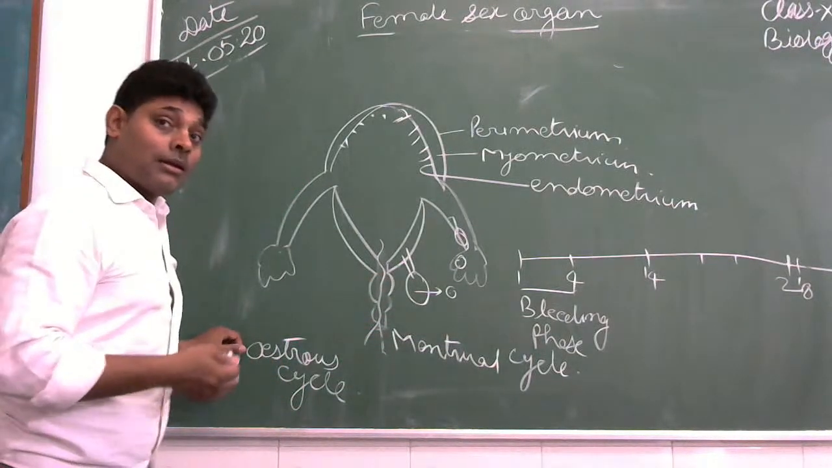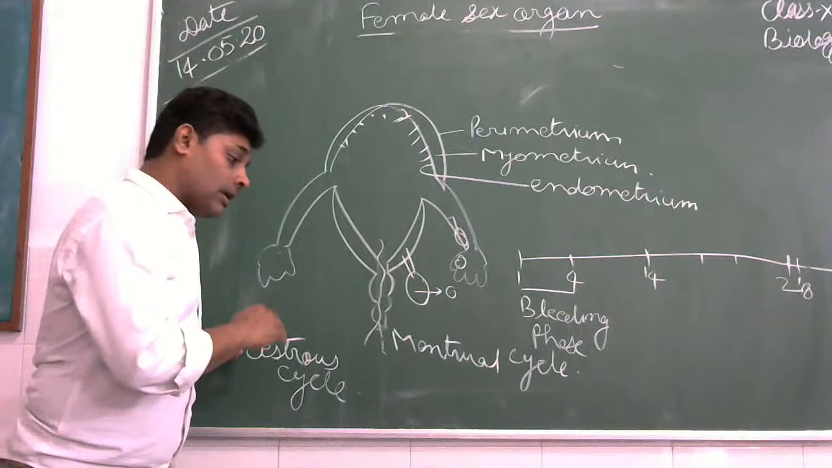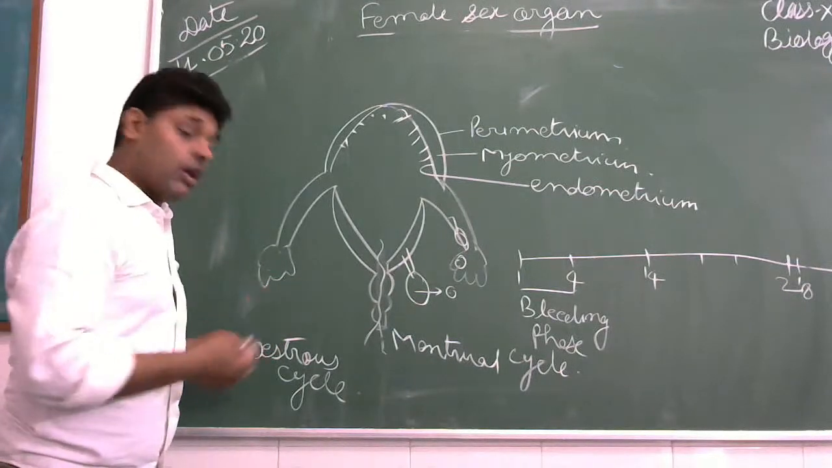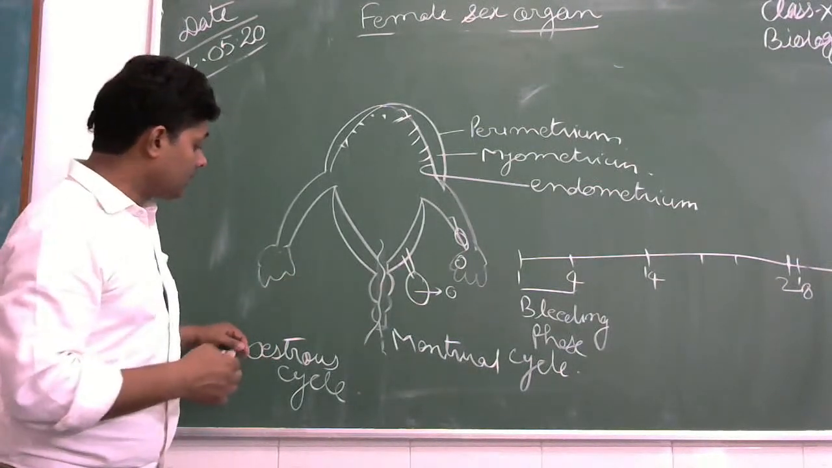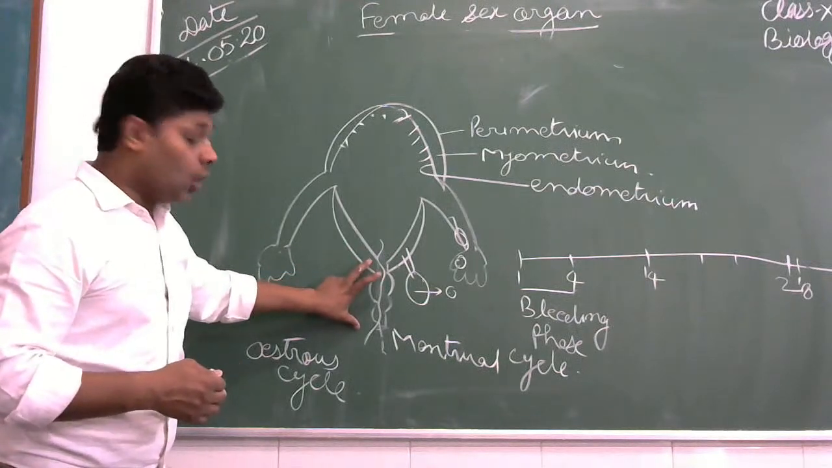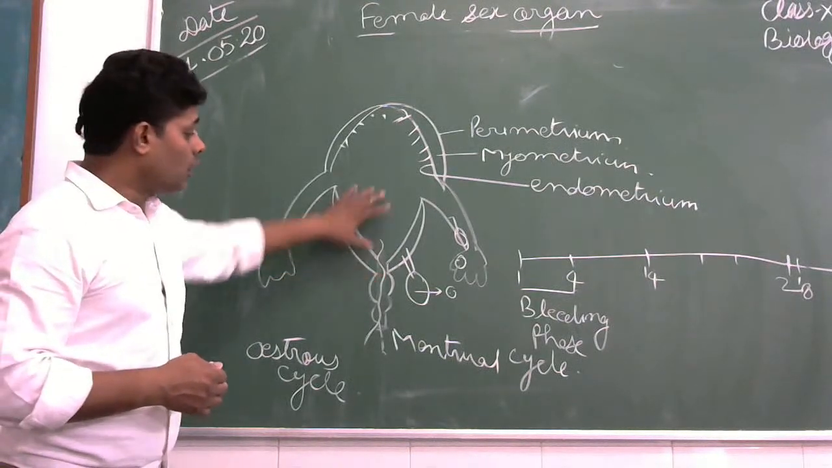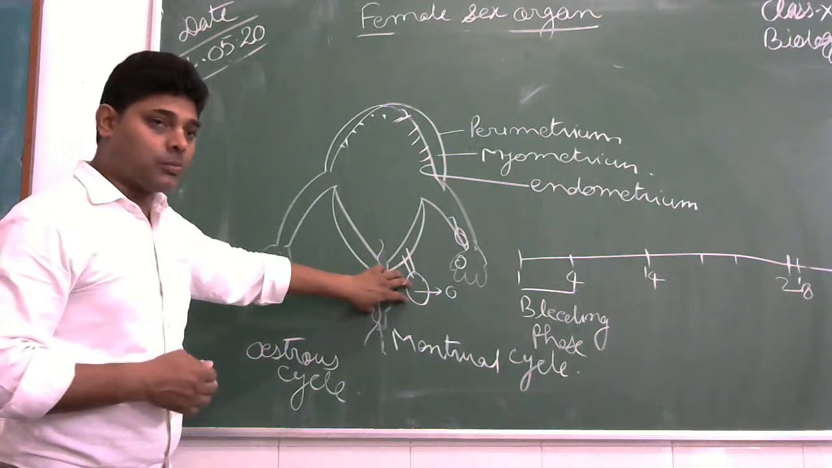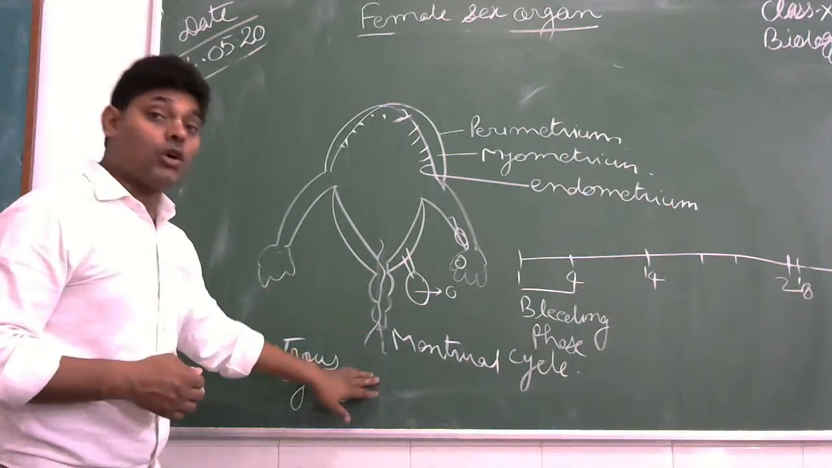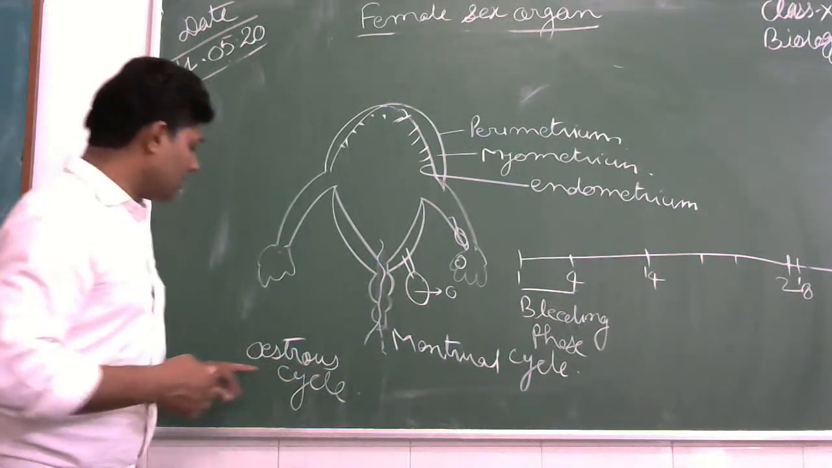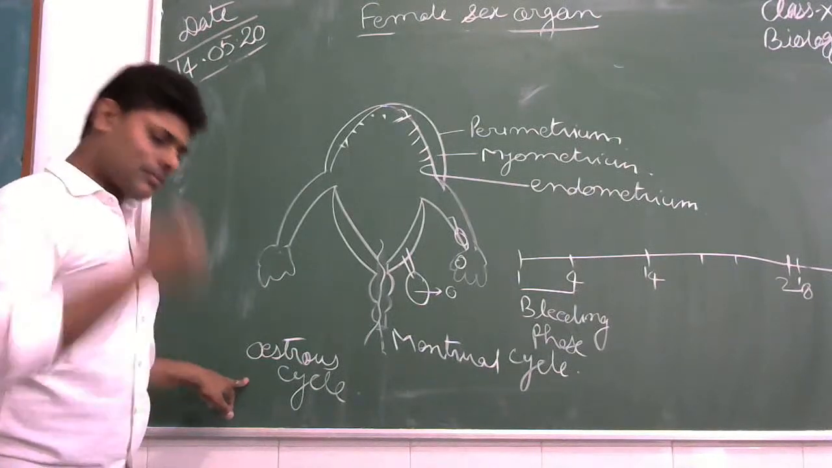In non-primates, like cows, buffaloes, and other animals, they have a long vaginal part, so blood is absorbed within these portions and does not ooze out from the body. This is termed the estrous cycle.